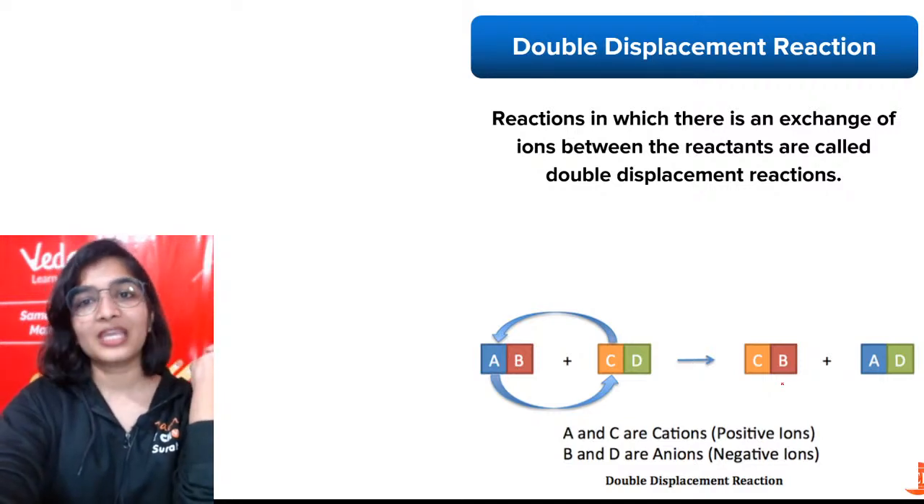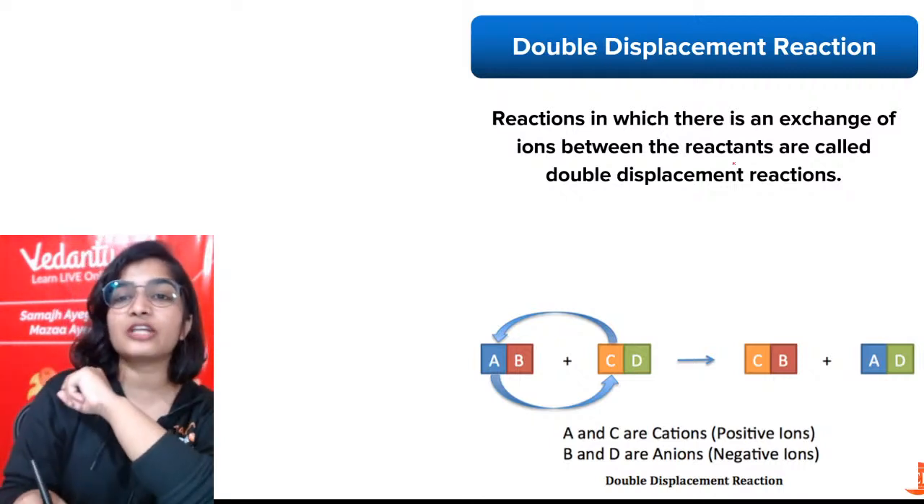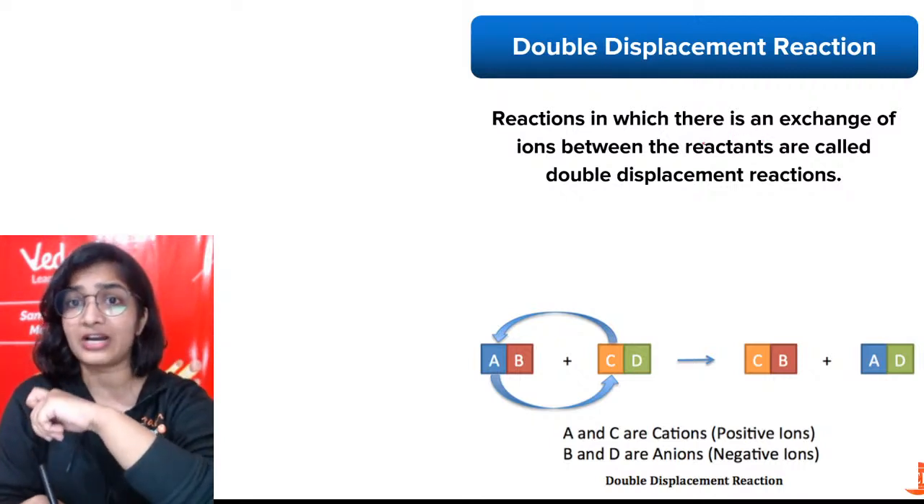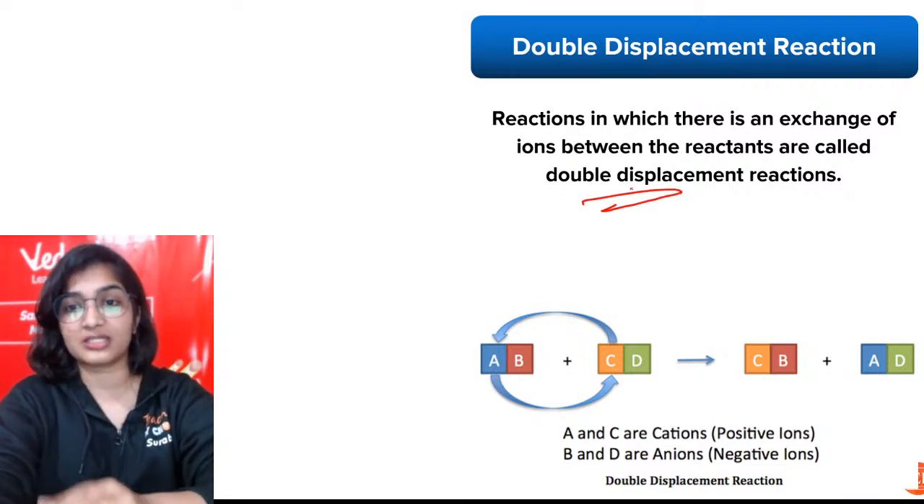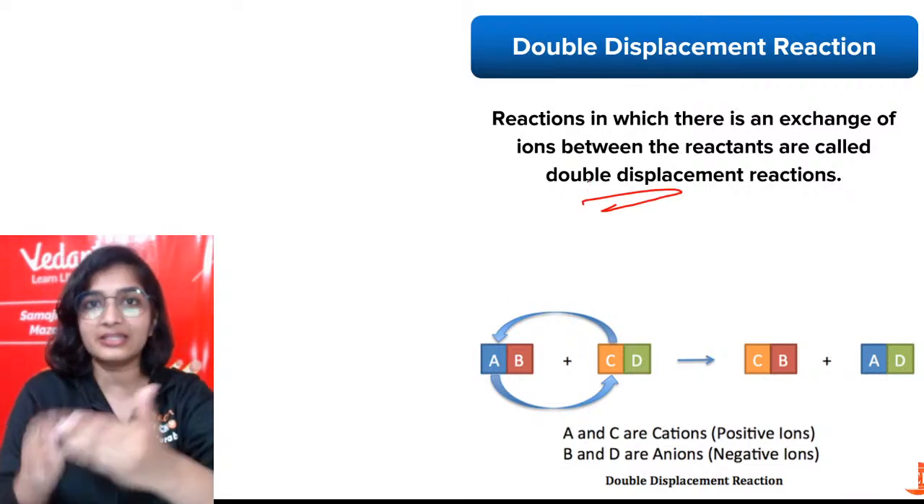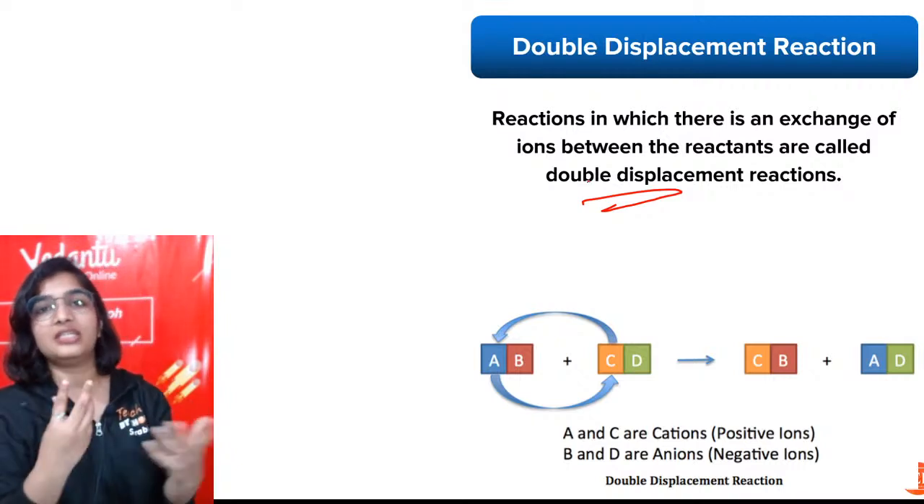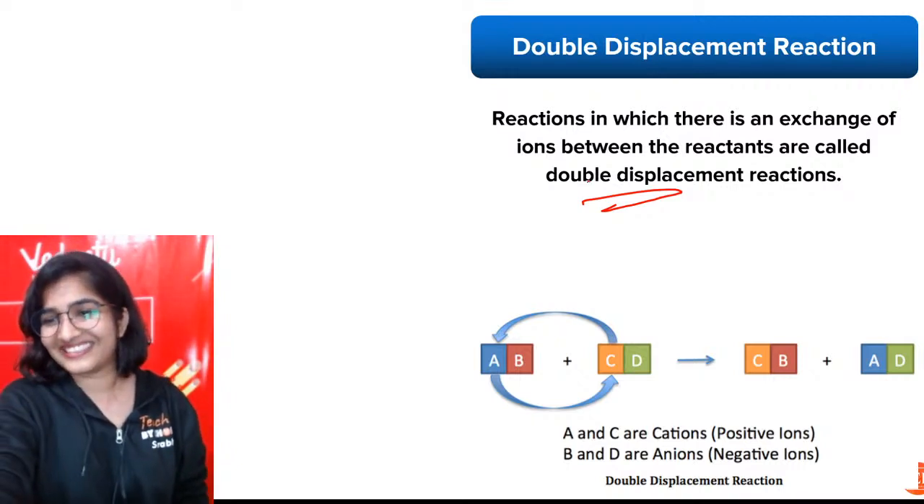So double displacement reactions, reactions in which there is an exchange of ions between the reactants, they are called double displacement. So A and C are cations which are getting exchanged, and B and D are anions.